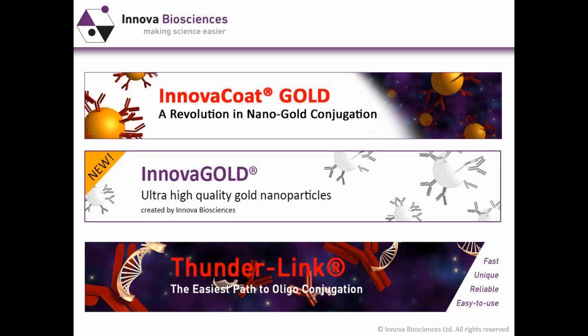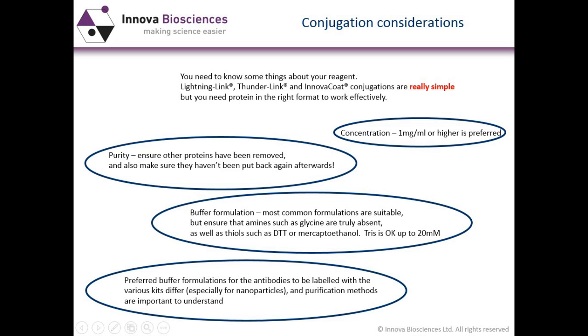There are some different things, however, that you need to think about when conjugating your antibodies using these kits. All of them are very simple, but you need the protein, or the antibody in this case, in the right format. We've talked about the concentration of antibody and ways in which to get your antibody at 1 milligram per mil or a little bit higher. We've talked a little bit about purity, and if you're undertaking conjugation, you really do need a purified antibody. You need to ensure that other proteins have been removed, and as I mentioned with BSA earlier on, make sure that they haven't been put in again afterwards. You may need to go back through a removal step if so.